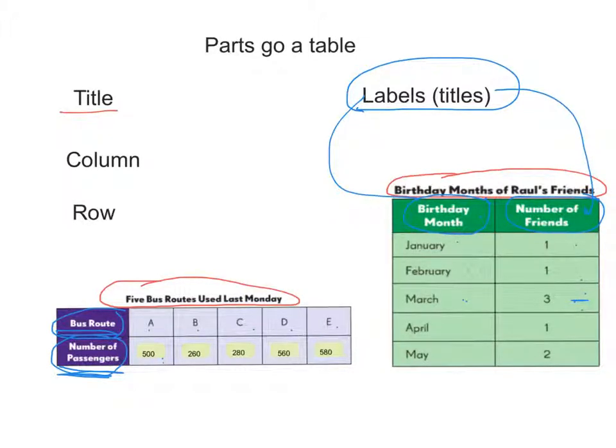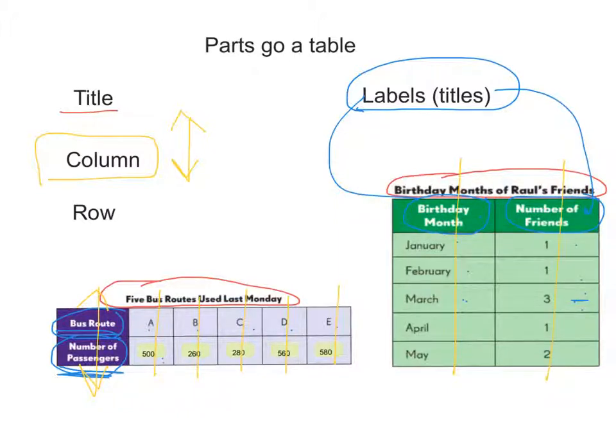The next two are fairly simple. A column is a way to describe the squares inside of a table. So a column is one that goes up and down. So this is one column, another column, a column, column, column, column. Here's a column, and here's a column.